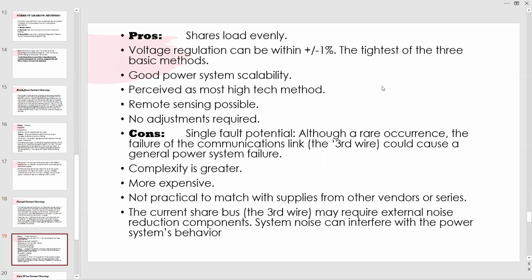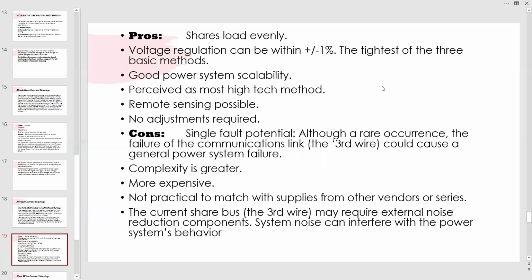Pros and cons of forced current sharing. Pros: shares load evenly. Voltage regulation can be within plus or minus 1%, the tightest of the three basic methods. Good power system scalability, the most high-tech method. Remote sensing possible. No adjustments required.